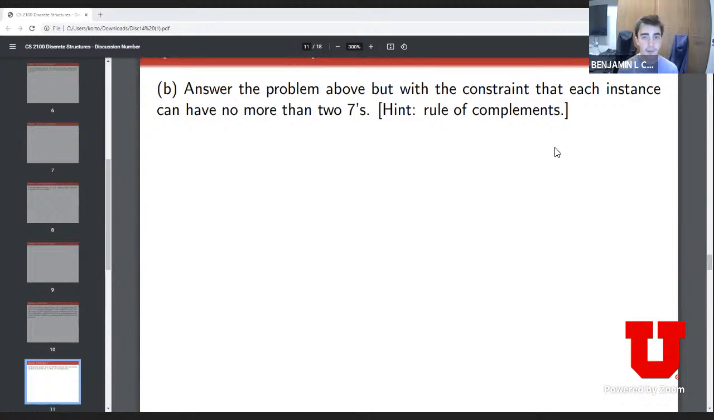So same problem above, but now there's a constraint that each instance can have no more than 2 sevens. So how I would recommend solving this problem is count how many combinations there are that have at least 3 sevens, and then subtract them out of the total set. I'll give you guys 2 to 3 minutes to think about this one, and then we'll talk about it. I'll be right back.